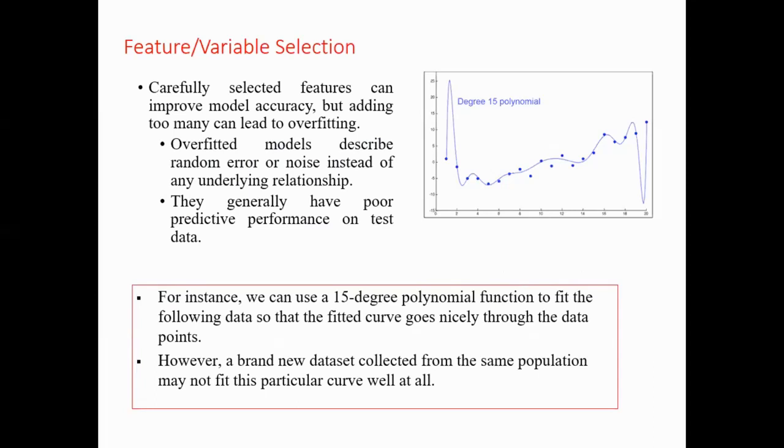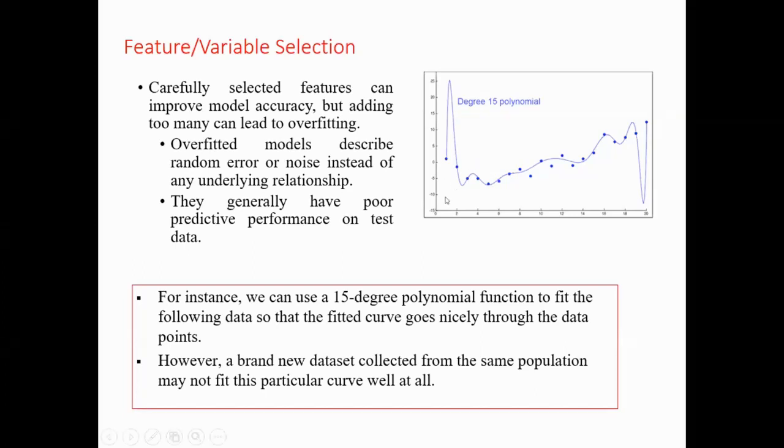Overfitting means the model describes random error. In the training data, you may have 100% accuracy, so your model fits fully, with no error. But it has poor predictive performance. When you apply that model on the test data, the performance might be poor, and you are not getting the result you are expecting.